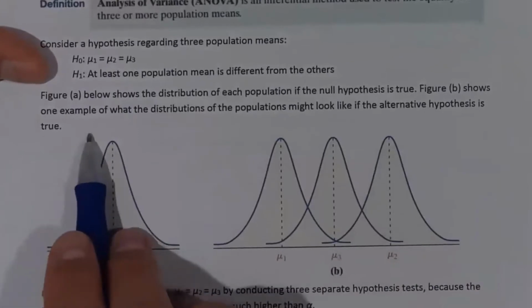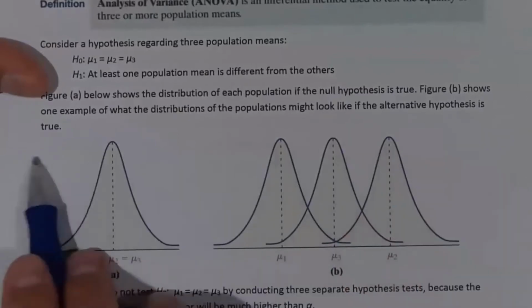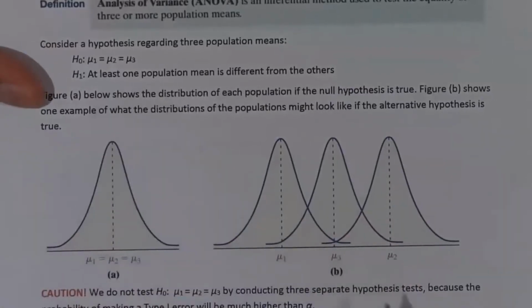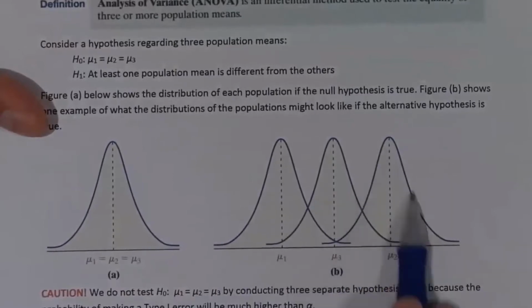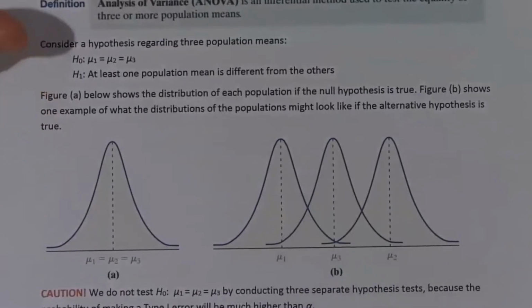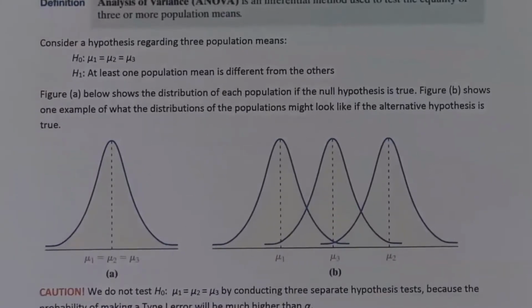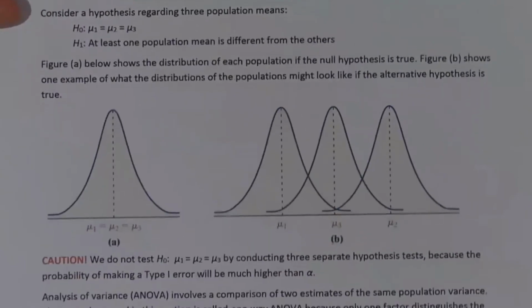Figure B shows one example of what the distributions of the populations might look like if the alternative hypothesis is true. So if there's at least one that's different, we might end up with a graph like this. In this particular case, it would appear that all three of the means are different. So here's population 1's distribution, here's population 2's distribution, here's population 3's distribution. And they all look to be somewhat different in this case. So again, this is one possibility if the alternative is true and the null hypothesis is false.